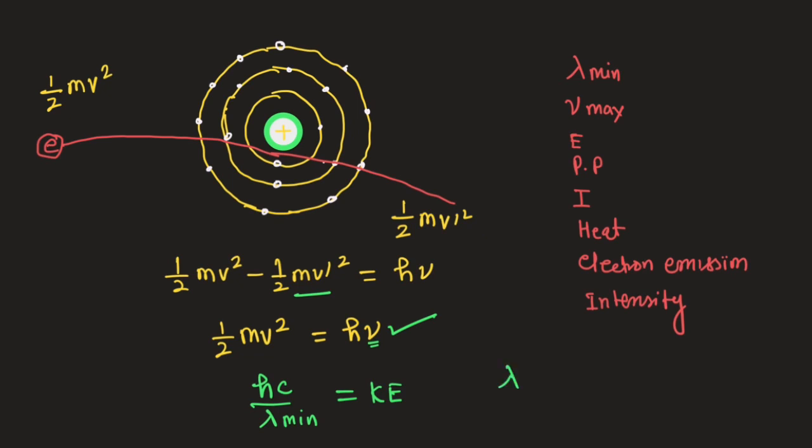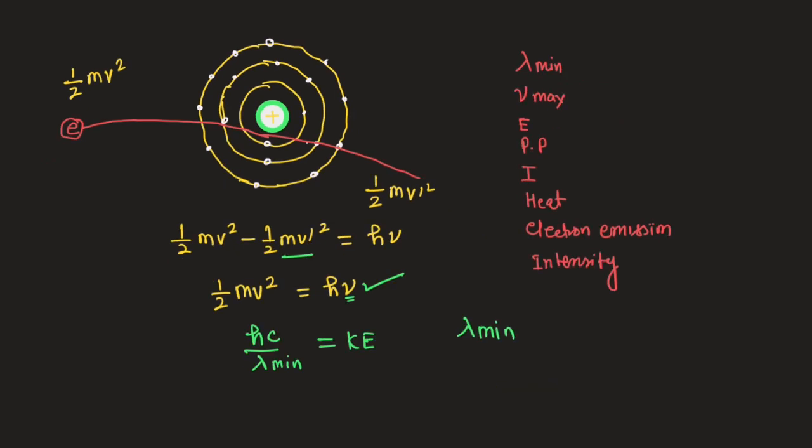So if we have to calculate this lambda minimum, what will I write? hc divided by KE, and KE is the kinetic energy. So lambda minimum is hc as it is, divided by the kinetic energy, and the kinetic energy we can write as eV.